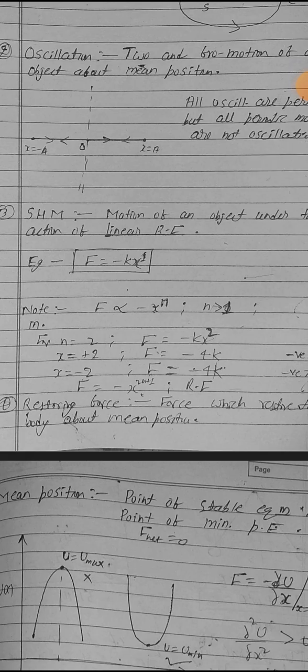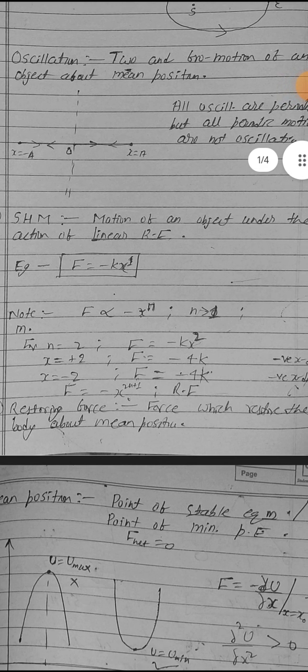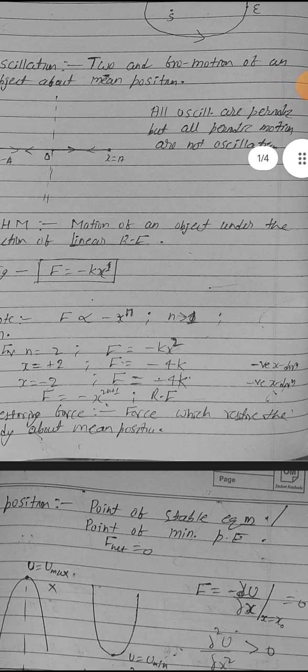SHM is simple harmonic motion. It is simple because the body is moving along only one coordinate, that is the x coordinate. Now it is harmonic, that means the motion should repeat itself, and repetition is possible only when some restoring force acts on the body so that it can move back and forth and cannot move in only one direction. For example, you can see here that for x equal to plus 2, the force is always acting in the negative x direction.